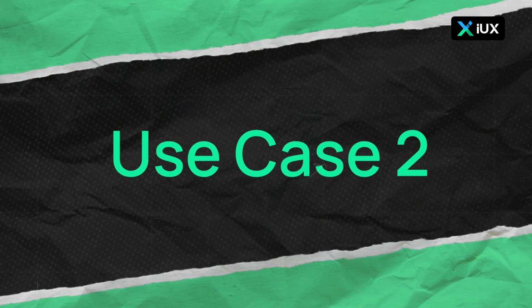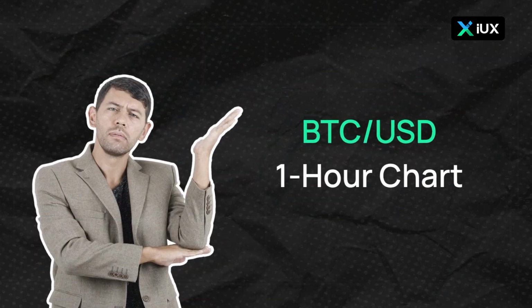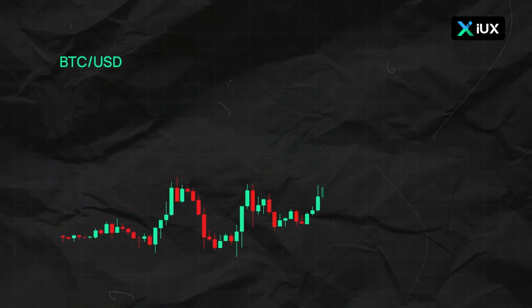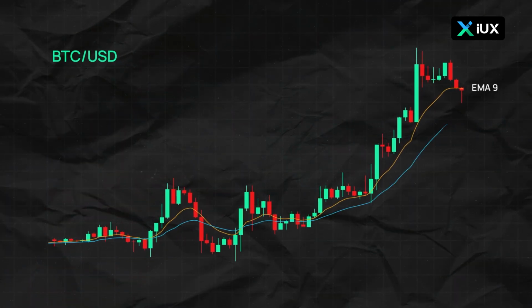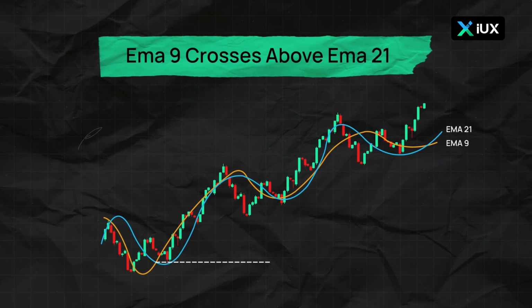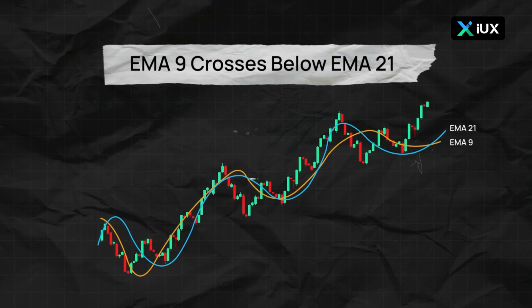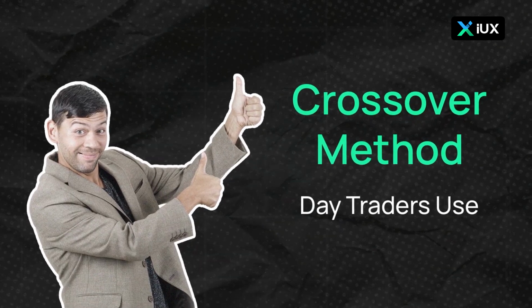Use case 2, EMA 9 and 21 for entry. Now switch to a 1-hour chart of BTC/USD. You add EMA 9 and EMA 21. If EMA 9 crosses above EMA 21, that's a buy signal. If it crosses below, that's a sell signal. This crossover method is popular with day traders.